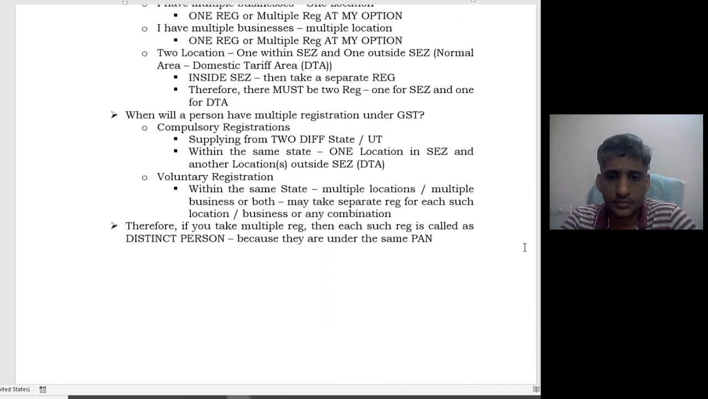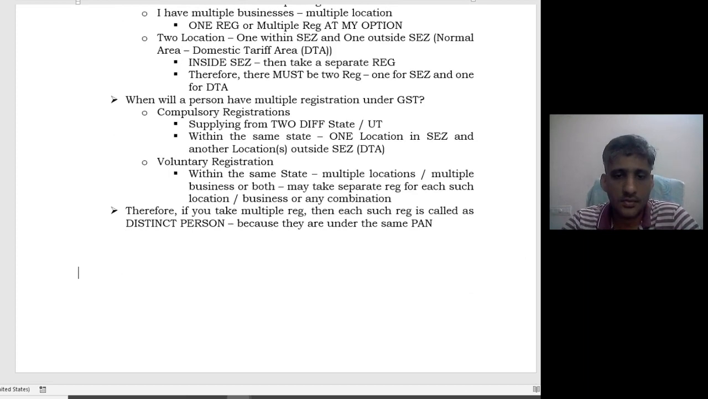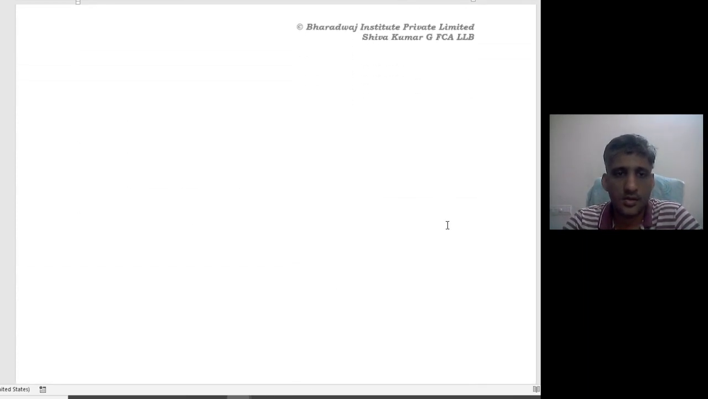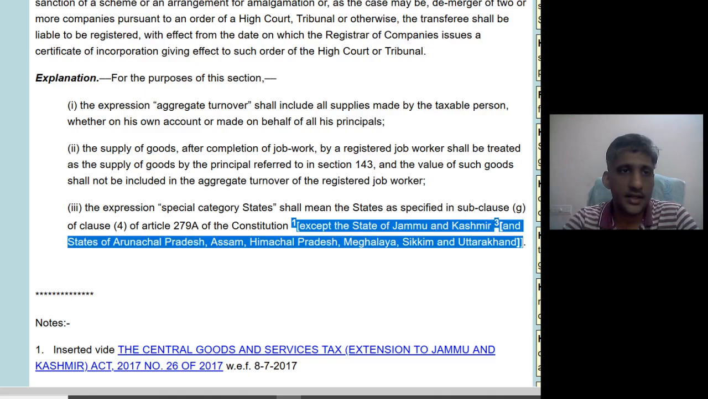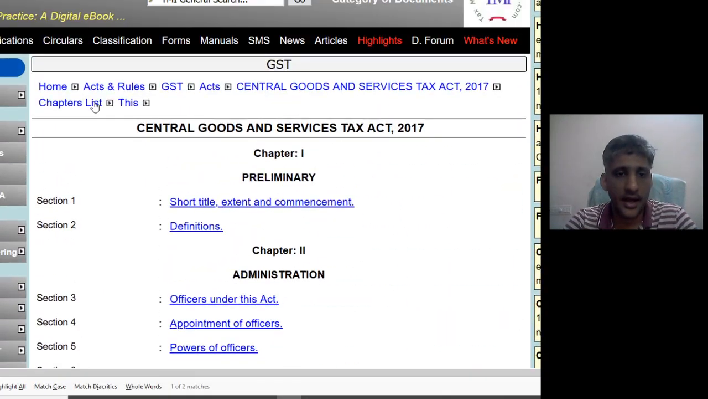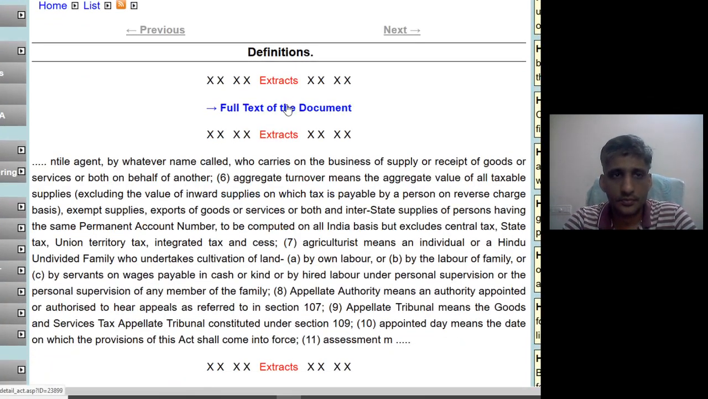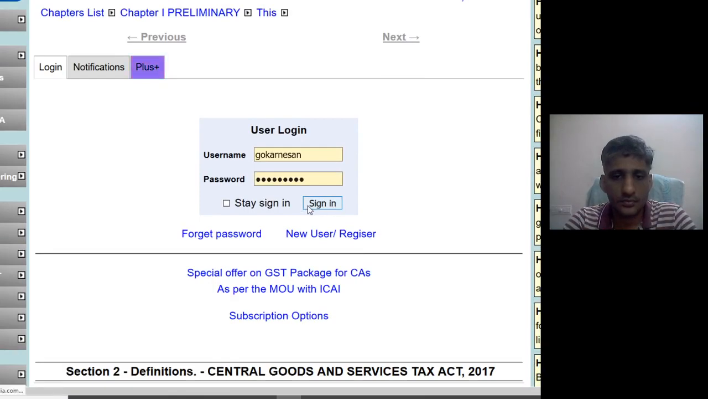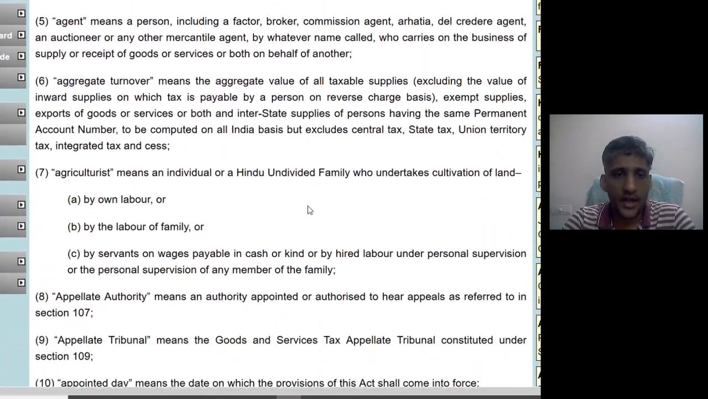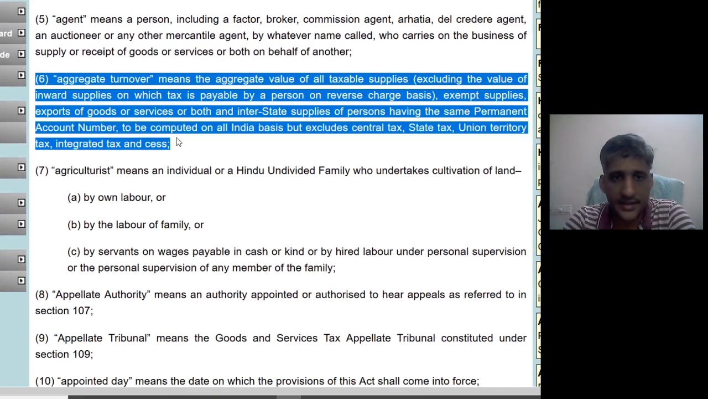Let's go here. First, what's the meaning of the words aggregate turnover? That is the first question you need to ask. So let's go to the definition of aggregate turnover. The aggregate turnover definition is given in section 2 subsection 6. It reads here, you can read it.